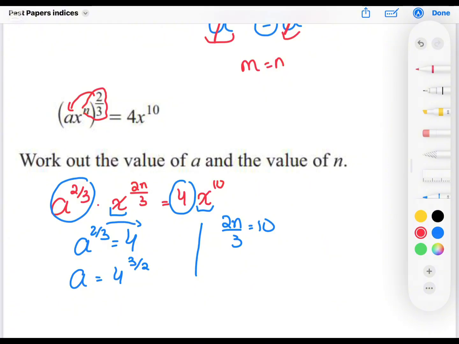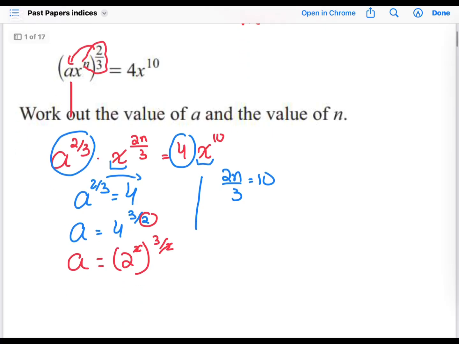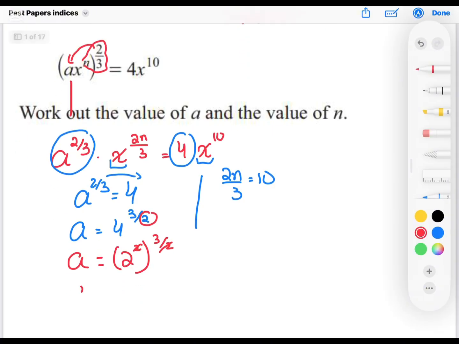Okay, so now the power is reciprocal. Now we need to simplify. As I know, in the denominator I have 2, so I will break 4 as 2 square, and it's 3 upon 2. 2 will be cancelled out. Now I have a is equal to 2 raised to the power 3. 2 cube is 8. So the value of a is 8.